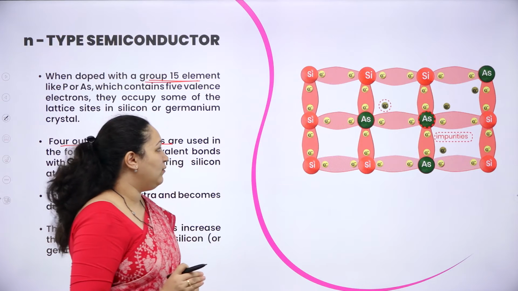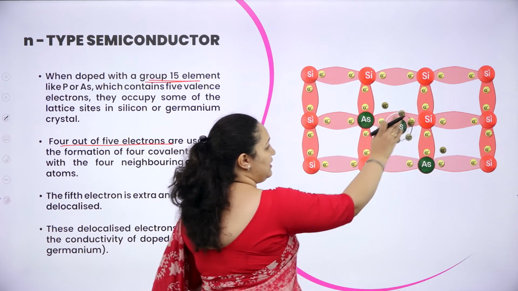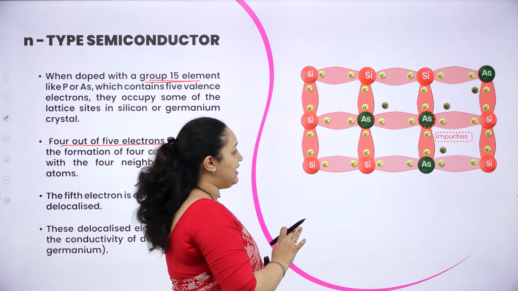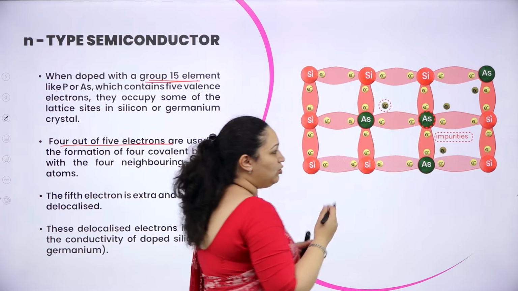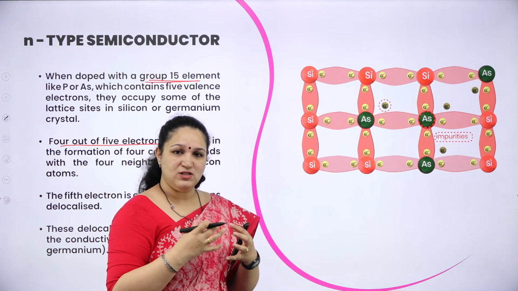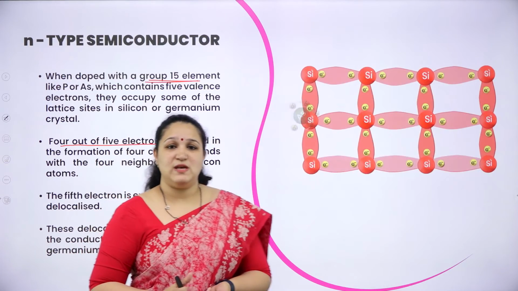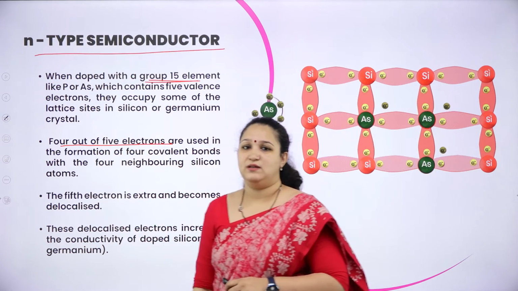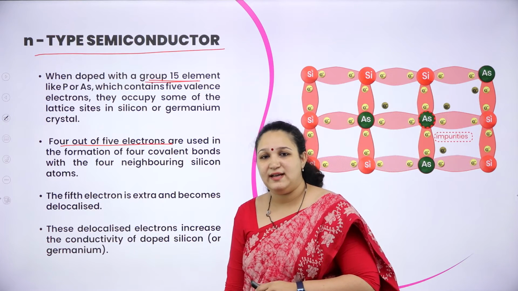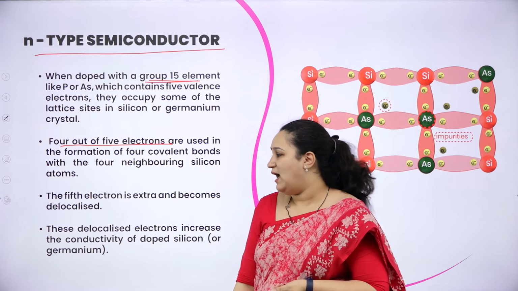You can see that over here. You can see arsenic has come. Arsenic is the impurity from group 15 which is added. You can see there are extra electrons present. Those extra delocalized electrons will increase the conductivity. Such type of semiconductor we call an N type semiconductor, in which an electron-rich impurity is added.